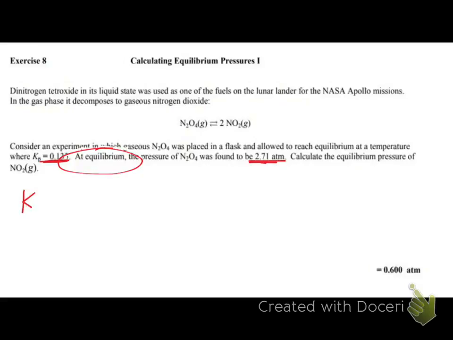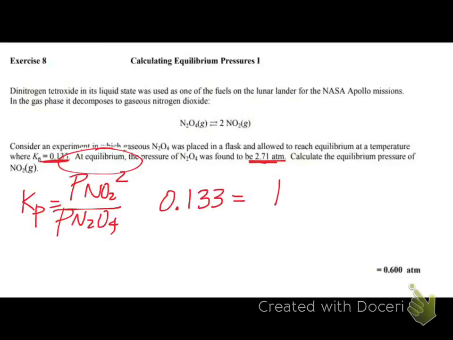So we're going to set up our equilibrium expression, which is going to be the partial pressure of NO2 squared over the partial pressure of N2O4. Okay, so when we plug in what's been given to us, we know that Kp is 0.133, which is going to be equal to the pressure of NO2 squared over 2.71. So now it's just a math problem, right?